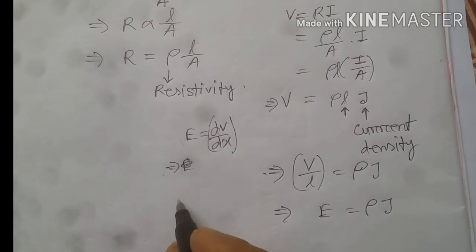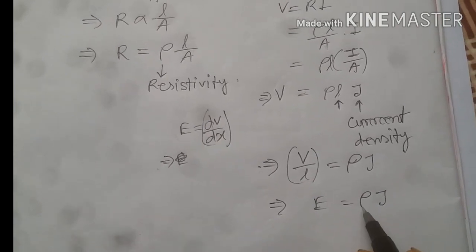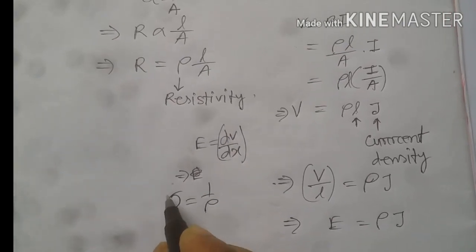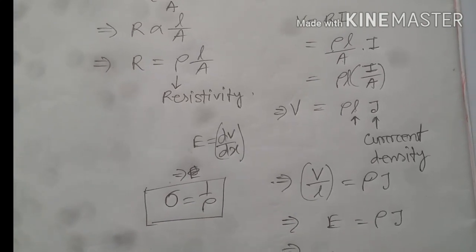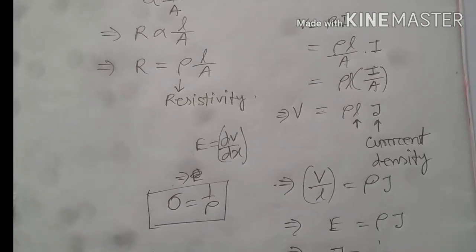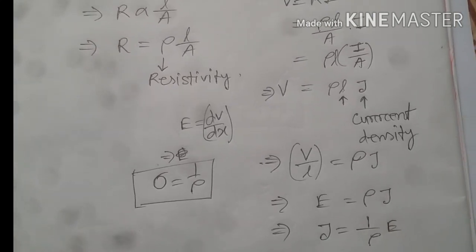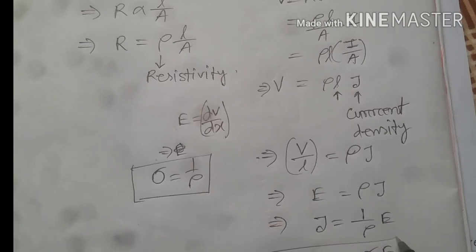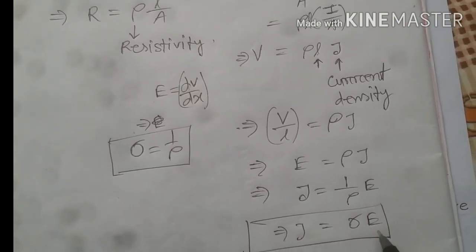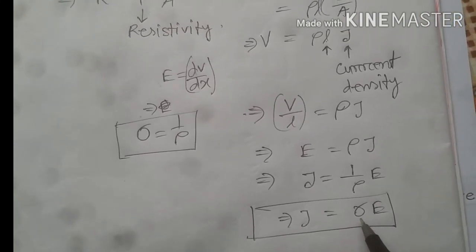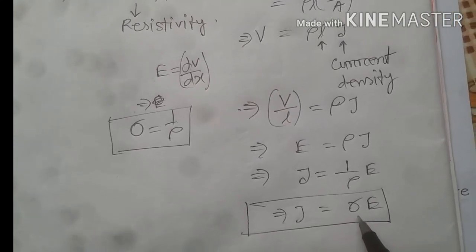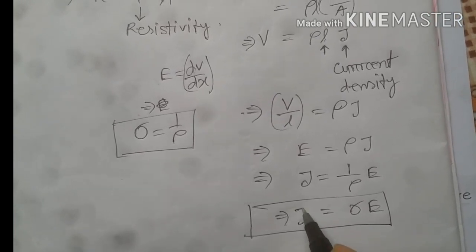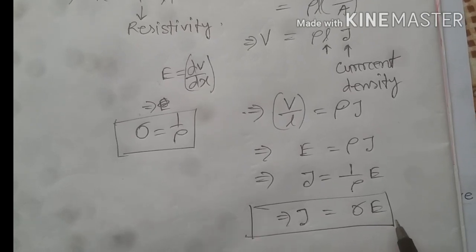And again we know the inverse of resistivity is called conductivity. Conductivity is denoted by sigma, and this is 1 by rho. So here J equals 1 by rho into E, and this 1 by rho is sigma, so J equals sigma E. J is the current density, E is the electric field, sigma is the conductivity of the material. This is another form of Ohm's law, and this is a standard note. From this equation it is clear that the current density will follow the direction of the electric field.